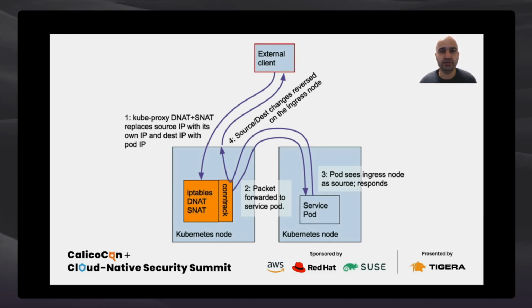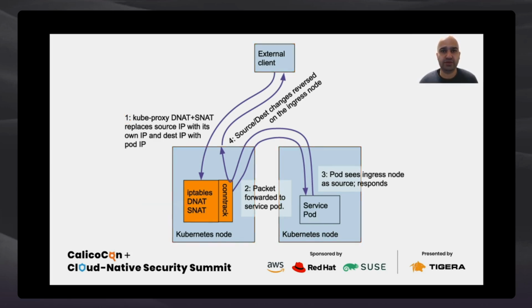The external client, here shown at the top of this diagram, represents a user outside of the cluster. And at the bottom of this diagram, you can see two Kubernetes cluster nodes. When the external user sends a request to the cluster, in step 1, kube-proxy, shown here in orange, applies destination and source NAT to the traffic that it receives. Destination NAT is necessary to ensure the traffic gets to the pod that has been chosen to service the user's request. SNAT is necessary to ensure that the traffic is passed back through the ingress node so that it can keep track of the flow using the conntrack table.